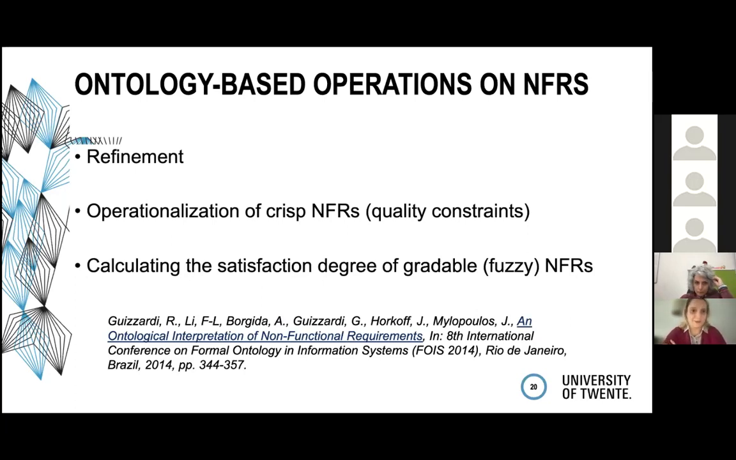Then we call it crisp. And we also, in the same publication, talk about gradable NFRs, which is a way of making this constraint fuzzy. So instead of saying we want a system that has a response time of 0 to 15 seconds, we actually say, okay, 15, but 17 is not bad either, or 13. So you make a more fuzzy interpretation of such a requirement, right?